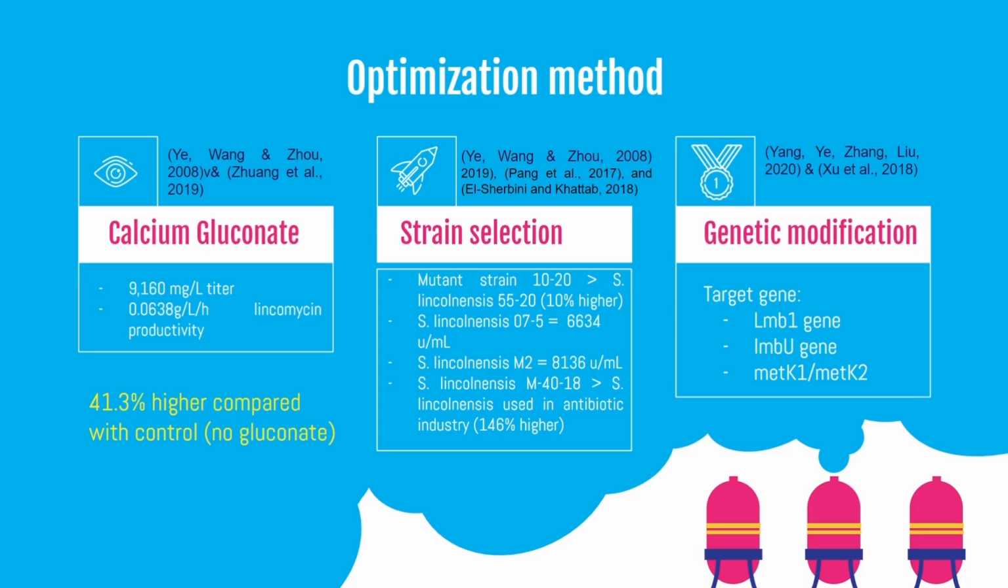Another comparison is between Streptomyces lincolnensis M4018 and the industrial strain. The M4018 provides 146% yield compared with the industrial one. Lastly, we could do some genetic amplification of the lmbB1 gene and lmbU gene, or add a co-expression of metK1 and metK2 to optimize lincomycin production.